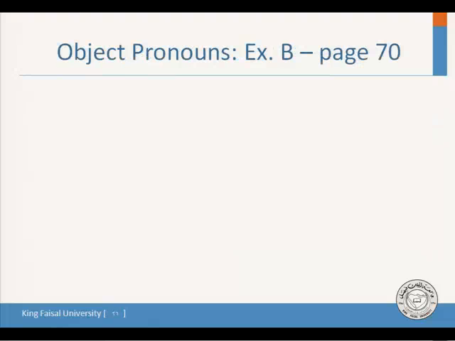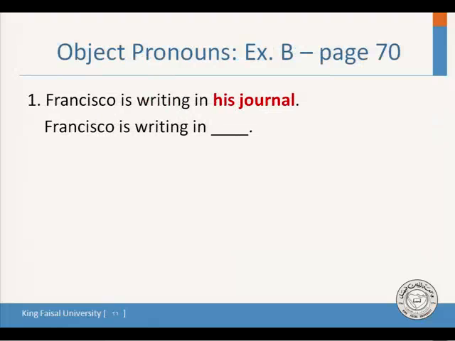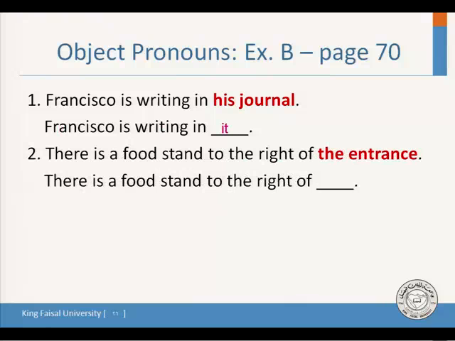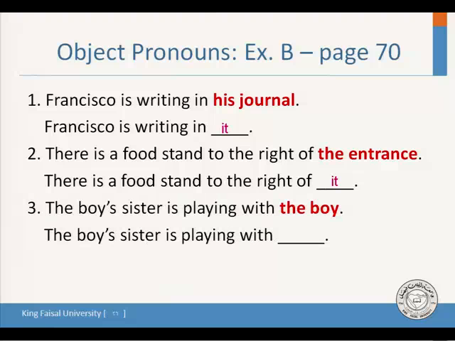Let's do an exercise on the object pronouns. Francisco is writing in his journal. His journal. Object. Francisco is writing in what? In it. Number 2, there is a food stand to the right of the entrance, the gate, the door of the park. There is a food stand to the right of it. The boy's sister is playing with the boy. So the boy's sister is playing with him.